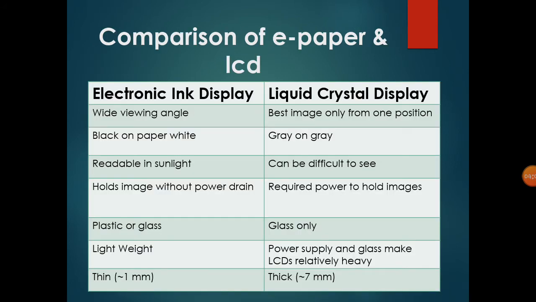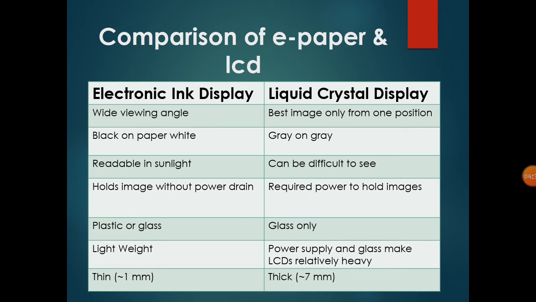Now, comparisons of e-paper and LCD, electronic ink display and liquid crystal display. The viewing angle is large in electronic ink display, and the best image is from one position in liquid crystal display. In electronic ink display, it is black on paper white. In liquid crystal display, it is gray on gray. It is readable in sunlight, but can be difficult to see in liquid crystal display.